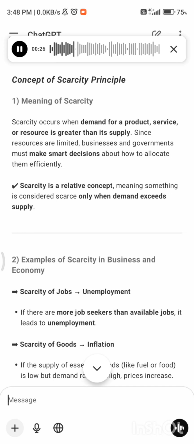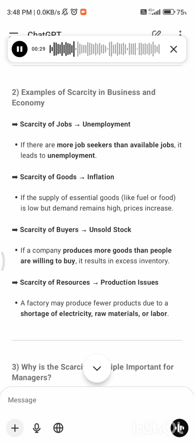Examples of scarcity in business and economy. Scarcity of jobs, unemployment: if there are more job seekers than available jobs, it leads to unemployment. Scarcity of goods, inflation: if the supply of essential goods, like fuel or food, is low but demand remains high, prices increase. Scarcity of buyers, unsold stock: if a company produces more goods than people are willing to buy, it results in excess inventory. Scarcity of resources, production issues: a factory may produce fewer products due to a shortage of electricity, raw materials, or labor.